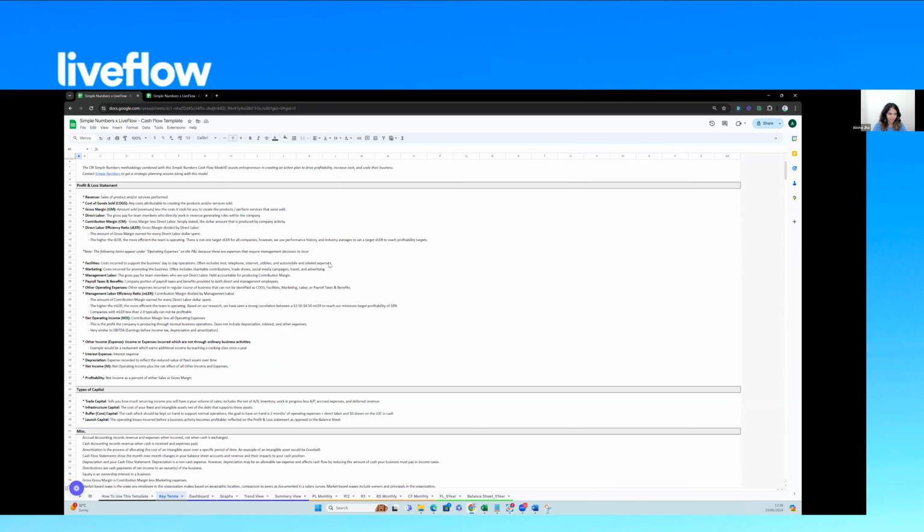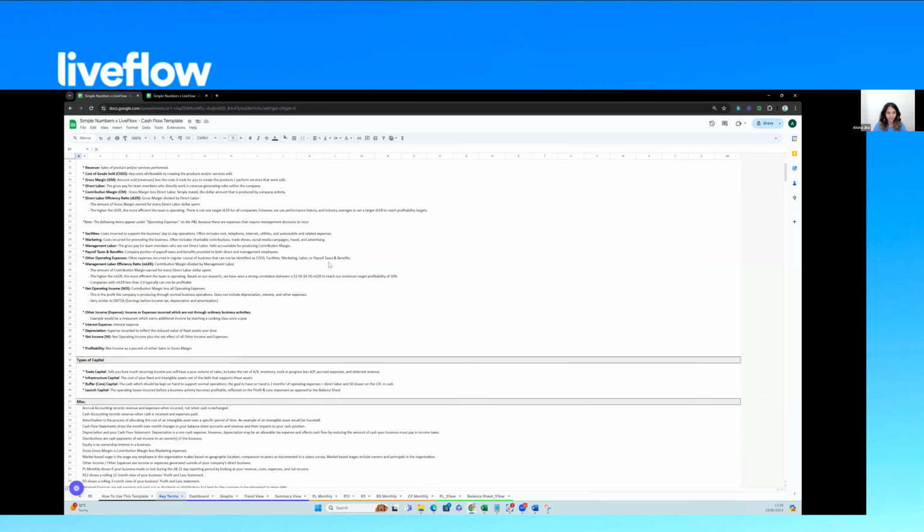But before that, just a very quick overview of what the template itself is doing. So over here, we have key terms that I'm sure you'll be coming back to regularly that are used throughout this model.